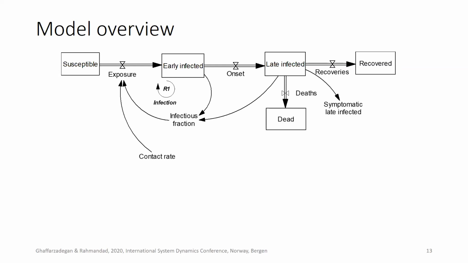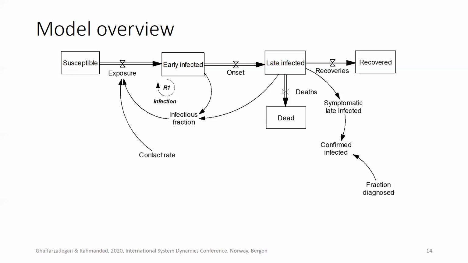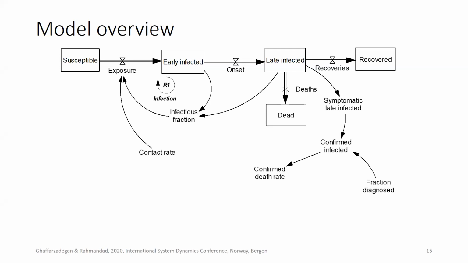As I said, a fraction of late infected are symptomatic, and we find how many are symptomatic based on the fraction that are diagnosed, right? A proportion of those people who are symptomatic and late infected will be confirmed infected, and the ones that are dying will be our confirmed death rate. So far it is a generic model, but the assumption that we are adding here is that this contact rate can depend on confirmed death rate.